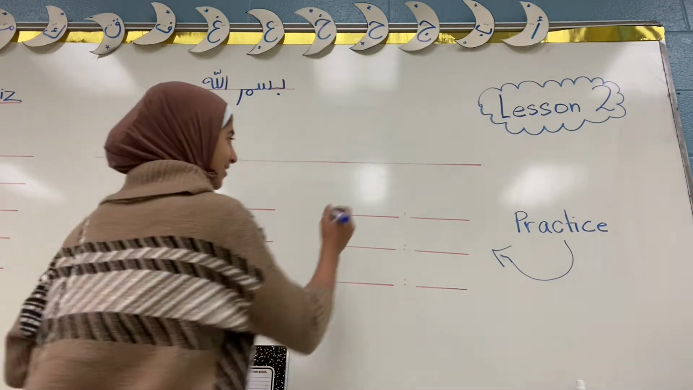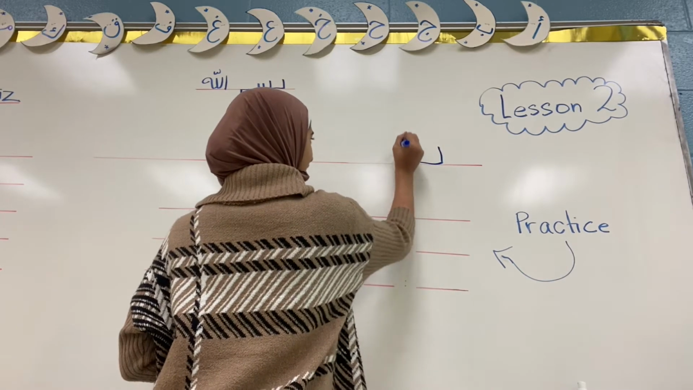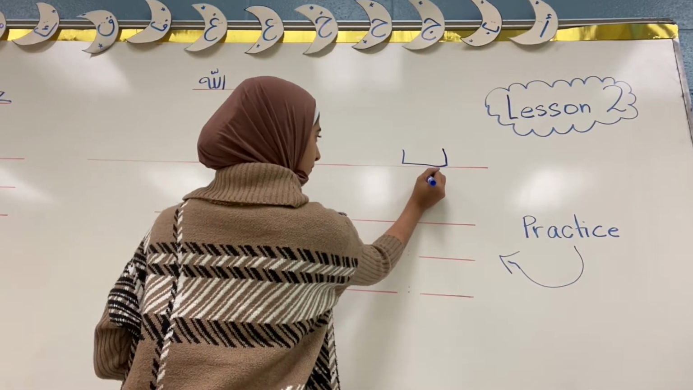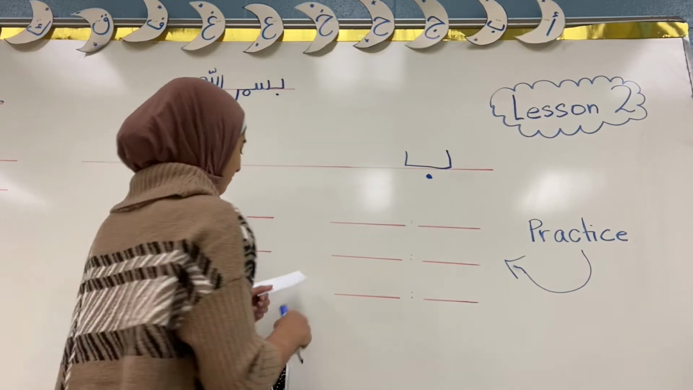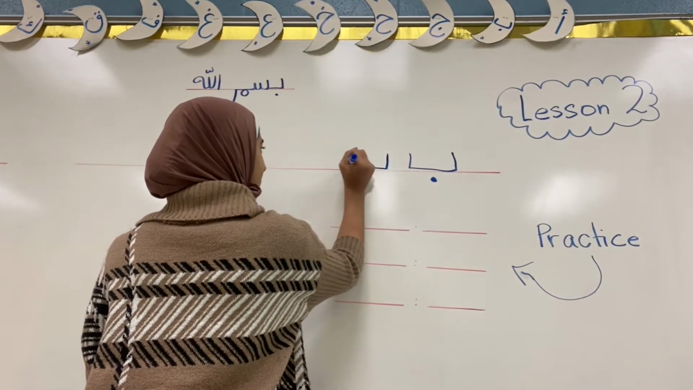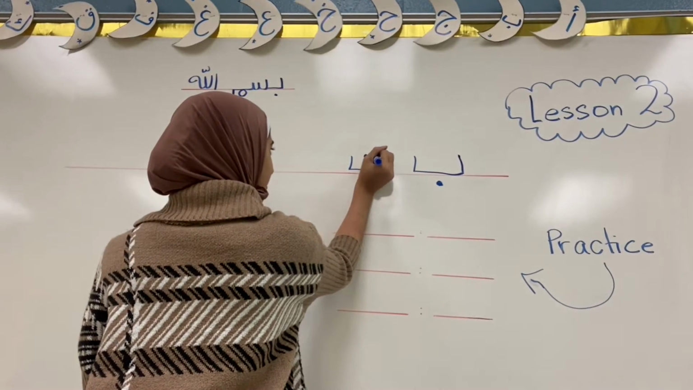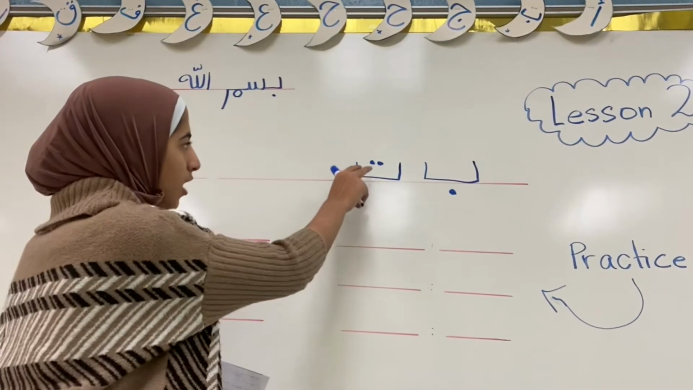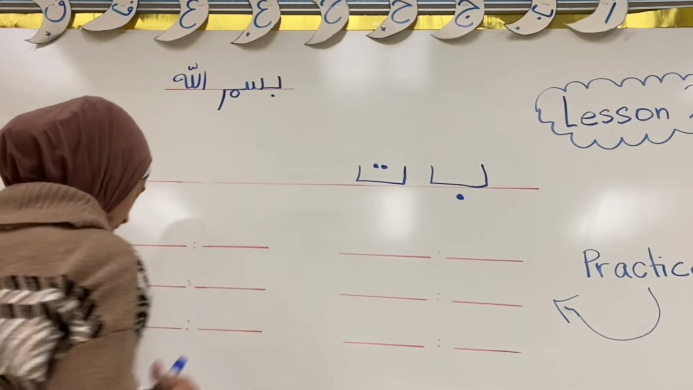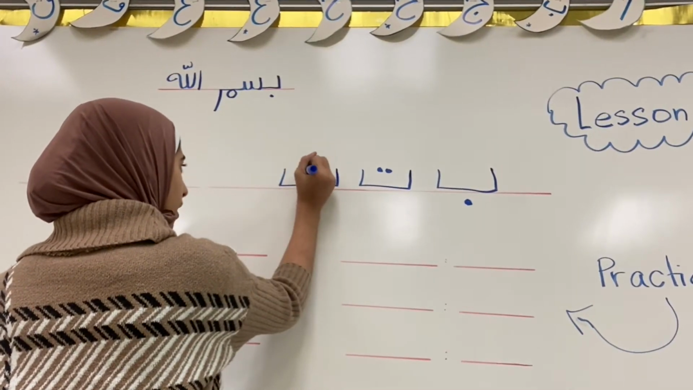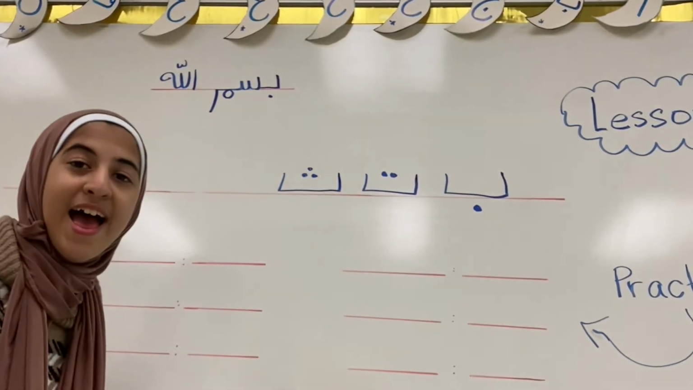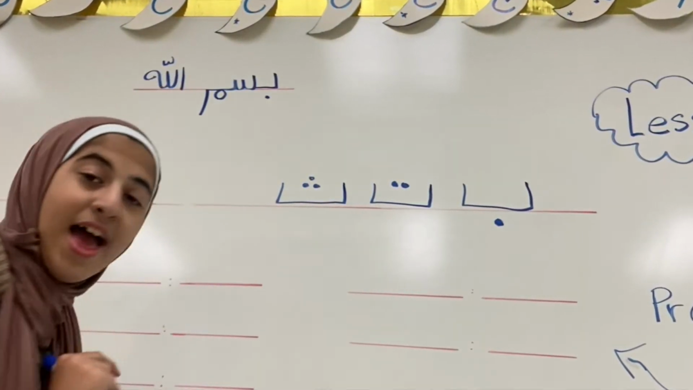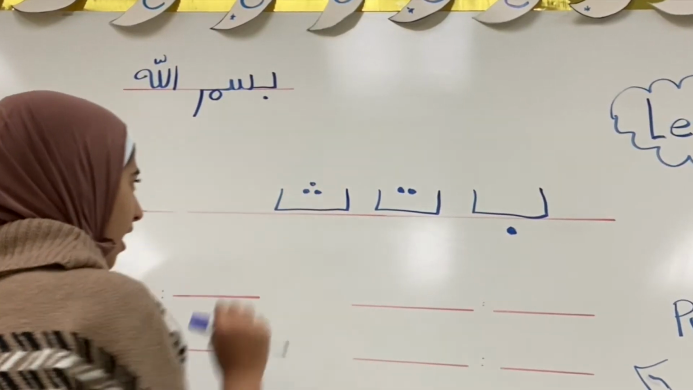The first letter is Ba. Make sure to follow along in your daftar. Our next one is Ta, for 2. 2 dots go on top. Our next one is similar to ta, but it's pronounced Tha. Bite your tongue when you say the letter. Tha. 3 dots go on top.